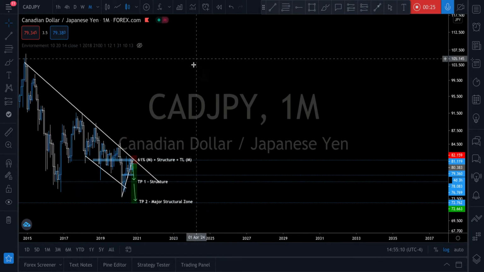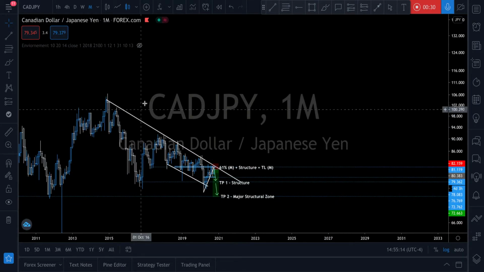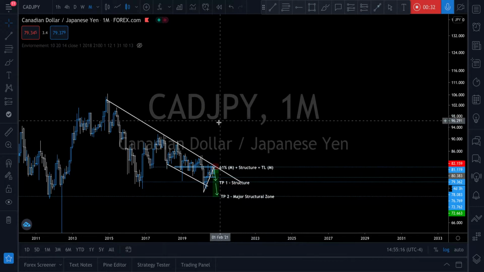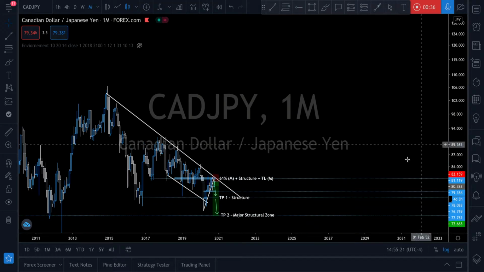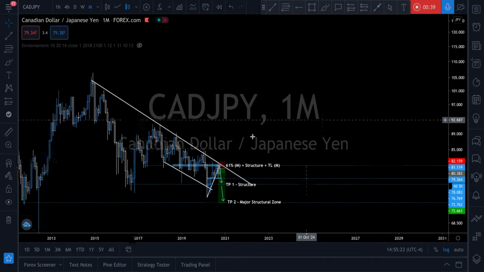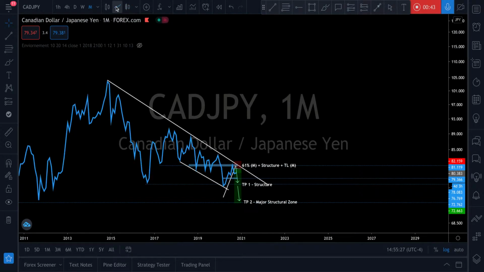This is CAD Japanese yen. If you don't remember, we had talked about this several months prior, so that's why we already have some stuff written up on this. But the great thing about this pair right now is it actually just validated recently within the last week or so. So we'll just quickly highlight what we do.